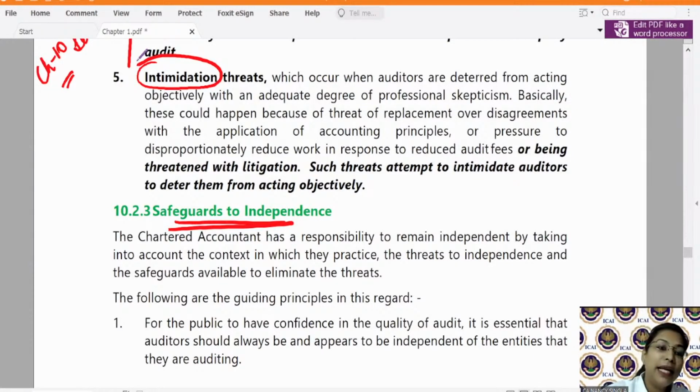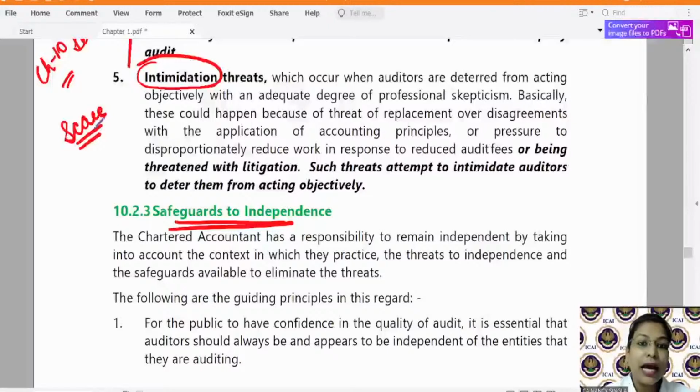Yes. So intimidation is to scare someone. किसी को डराना धमकाना, है ना? So when the client is intimidating the auditor, that if you give this opinion, or if you ask me more audit evidence, I will reduce your fees. I will replace you. है ना? I'll appoint someone else. Or the auditor has been threatened with certain litigation. So that is called intimidation threat.